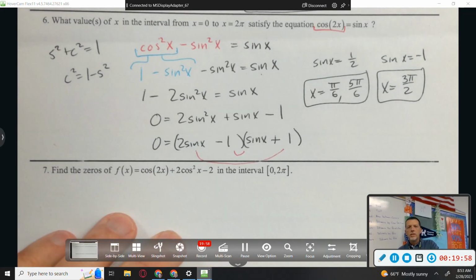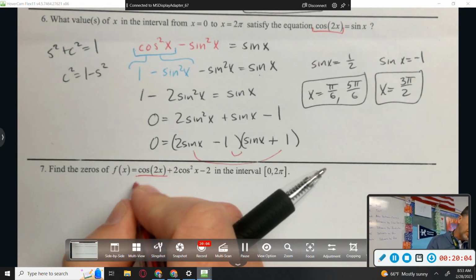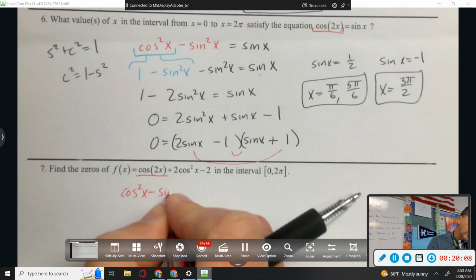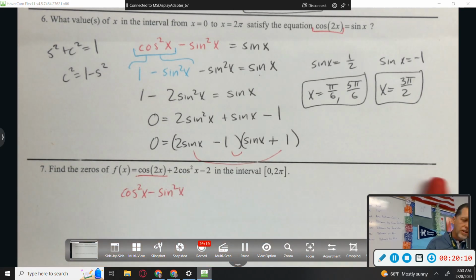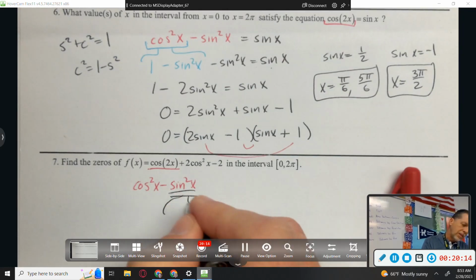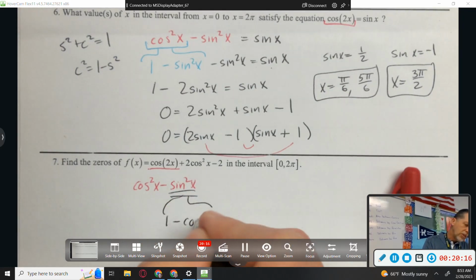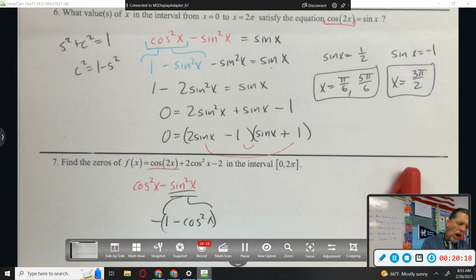All right, we're not going to do number 7. It's the same thing. I mean, it's not exactly the same thing, but it's the same process. Cosine of 2x is cosine squared minus sine squared. And then we don't like sine squared, so we replace that with 1 minus cosine squared. God bless you. Thank you, and so on.